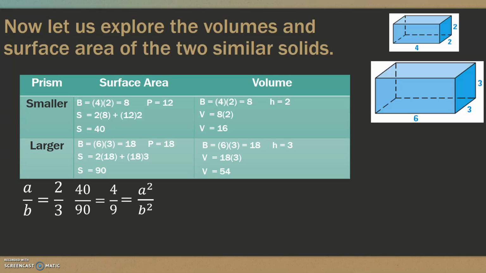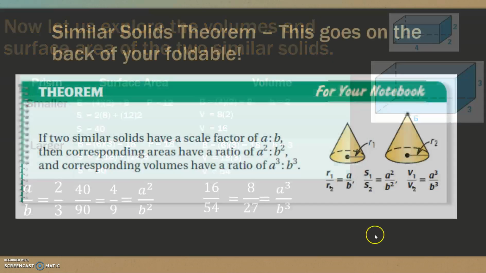So what I'm going to do is very similar to what I did with the area. I'm going to set up 16 over 54, and I'm going to reduce it. So I end up with 8 over 27. And I'm thinking to myself, this is also really related to A over B. If surface area is squared, because it's two-dimensional, volume is cubic units. So let's see, does this have a relationship to 2 and 3 using the fact that it's cubic? And the answer to that is yes. It specifically is 2 to the third power and 3 to the third power.